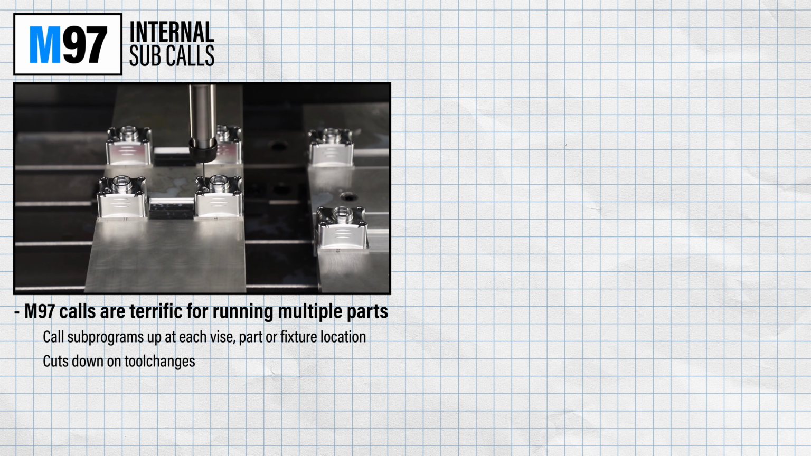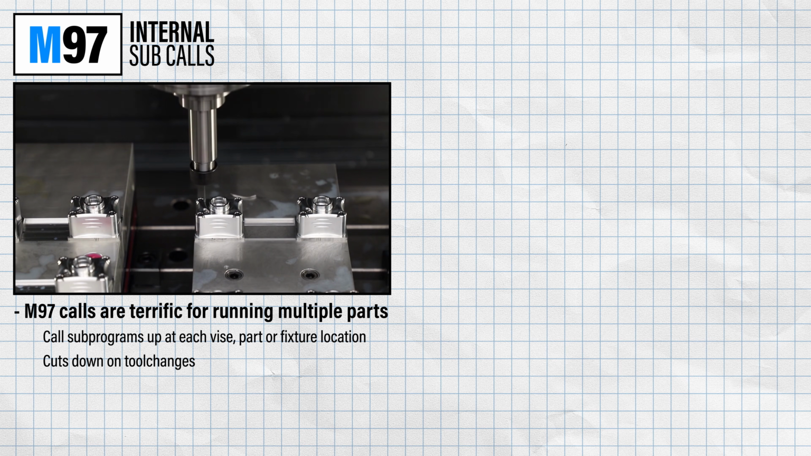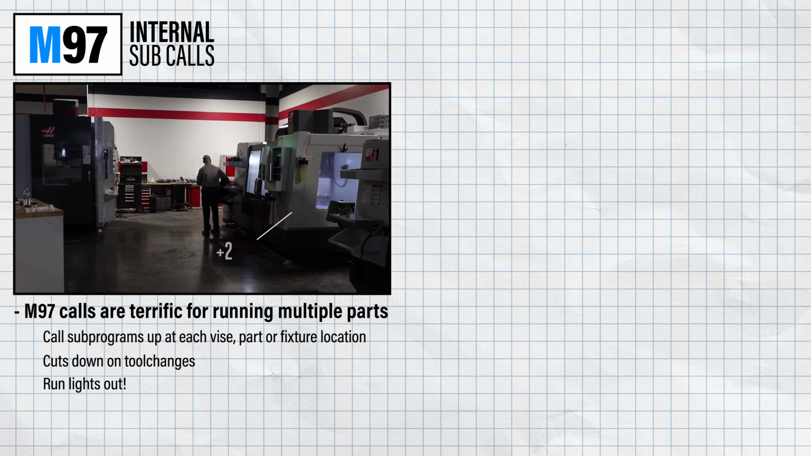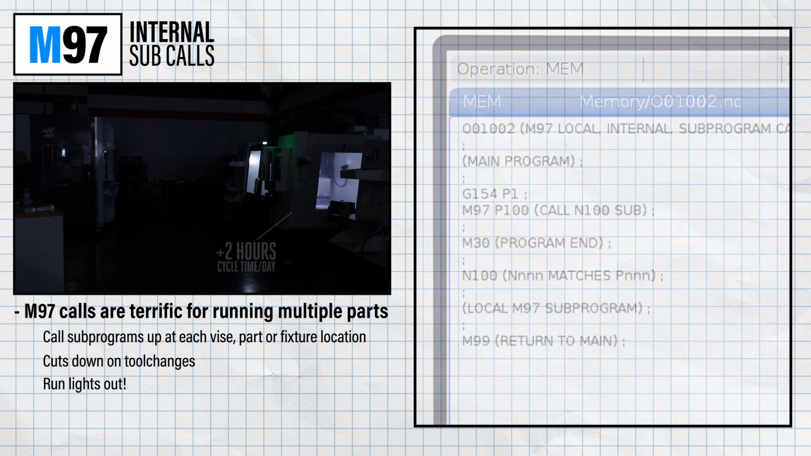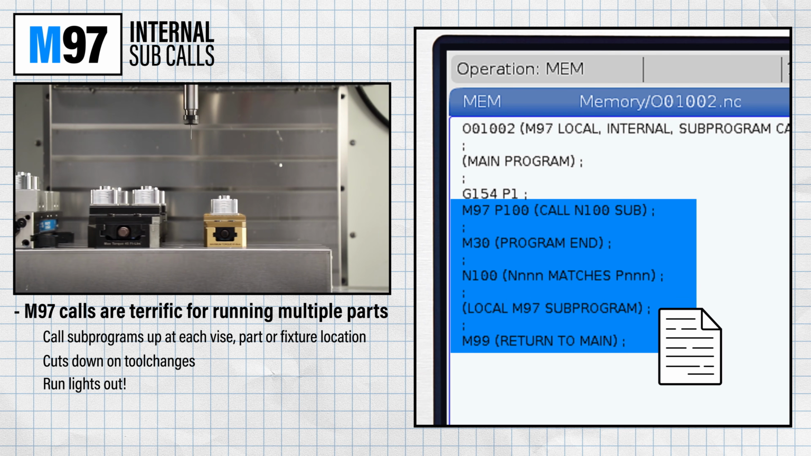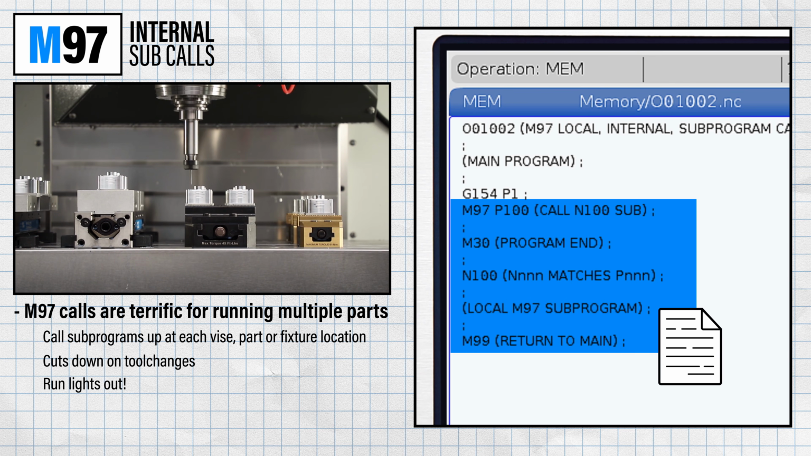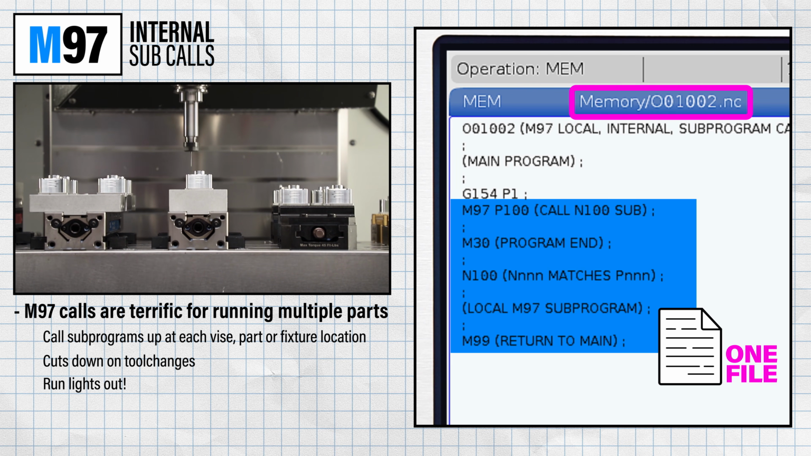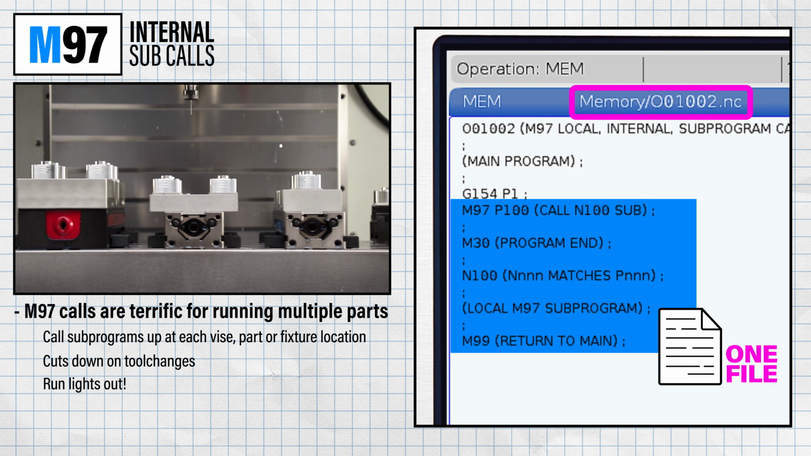It cuts down on the number of tool changes, and by filling a table with parts, we can run lights out, getting a full run of parts after we hit the green button as we walk out the door at the end of the day. By using internal subs, all of our code, the M97 sub call, and all of our subprograms will fit into a single file, making it a clean and simple way to organize our programs.